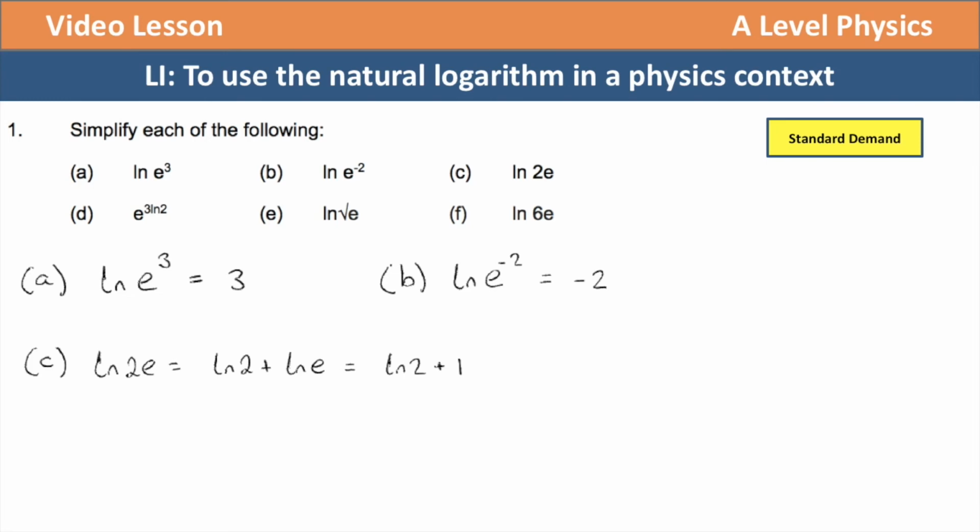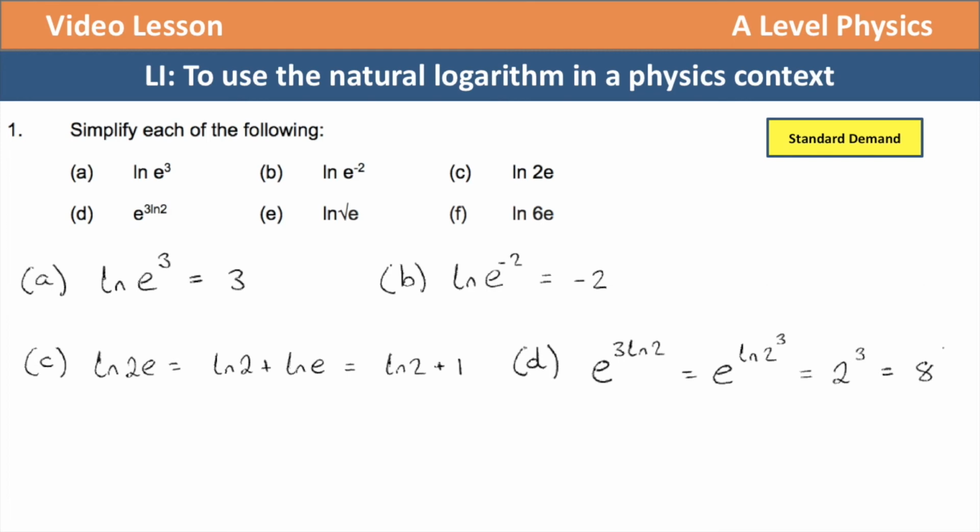If you wish to, you could on your calculator come out with a decimal answer for that instead. Part D, we've got e to the power of 3 ln 2. So we use the idea of bringing that 3 up to the power of the 2. So we get e to the ln 2 cubed. From there, of course, the e and the ln cancel out with each other to leave us with 2 cubed, which is equal to 8.